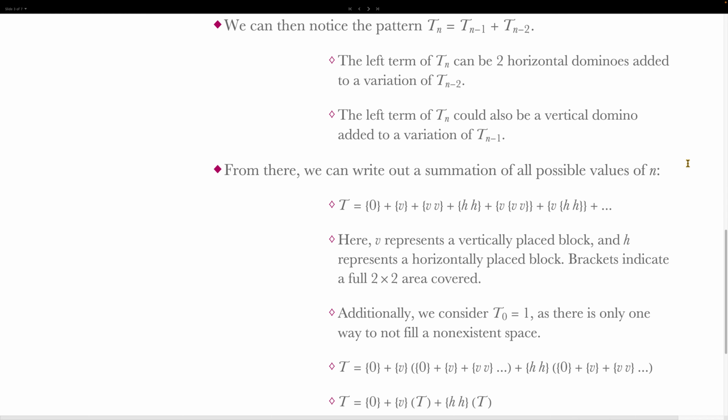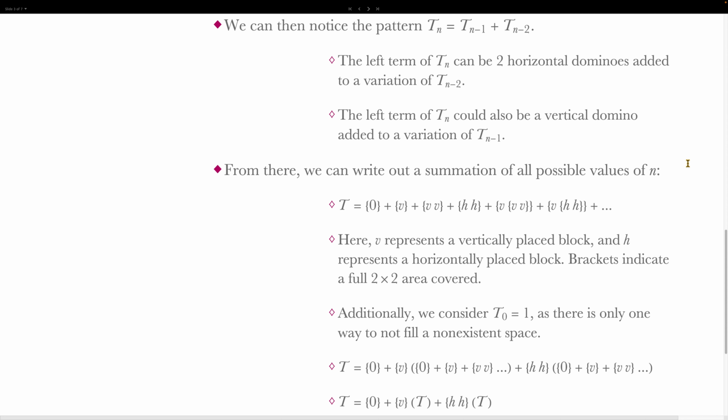From there, we can write out a summation of all possible values of n. We'll use v to represent a vertically placed block, and h to represent a horizontally placed block. Brackets will indicate a full 2x2 area that's covered. To add to that, we'll consider t sub 0 equal to 1, as there's only one way to fill a non-existent space. From here, we can write out t is equal to nothing plus 1 vertical block plus 2 vertical blocks plus 2 horizontal blocks plus 1 vertical block and 2 vertical blocks plus 1 horizontal block and 2 vertical blocks, and so on and so forth.